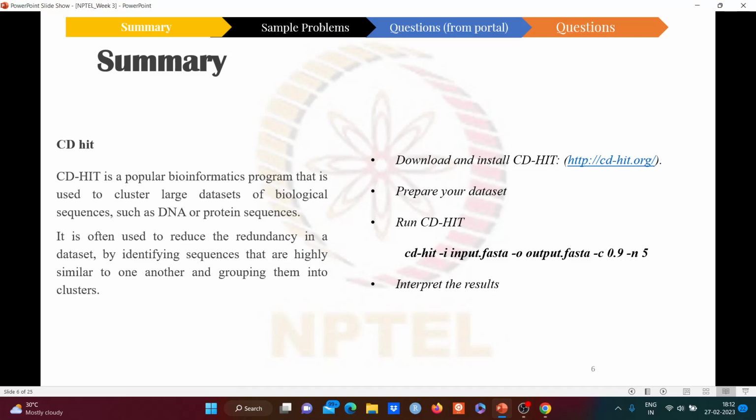The third step is to run CD-HIT using the following command, where input.fasta is the name of the input file, output.fasta is the name of the output file, and the c flag specifies the cutoff or the sequence identity threshold. For example, here it's shown as 0.9, which specifies a sequence identity cutoff of 90%. That is, sequences with at least 90% identity will be clustered together.